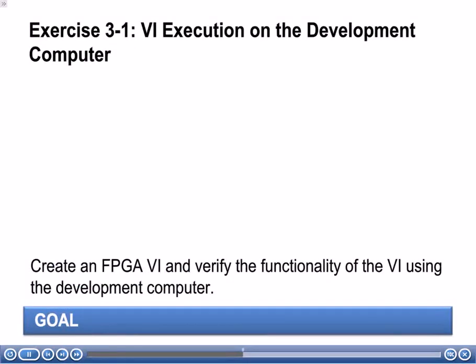At this point, it would be good for you to do exercise 3.1. Go ahead and do exercise 3.1, and you'll be able to create an FPGA VI and verify the functionality of the VI using the development computer. You'll get some experience simulating your FPGA VI before you compile it. Right now, I'm going to demo the solution just so you can get a high-level idea of what's going on with exercise 3.1 and also how to execute your VI on the development computer for simulation.